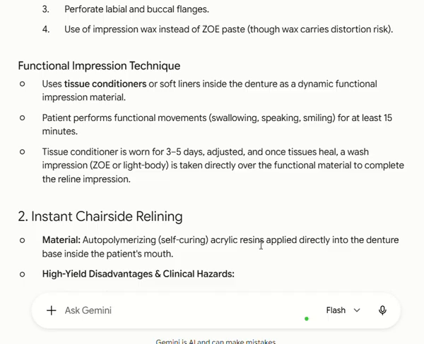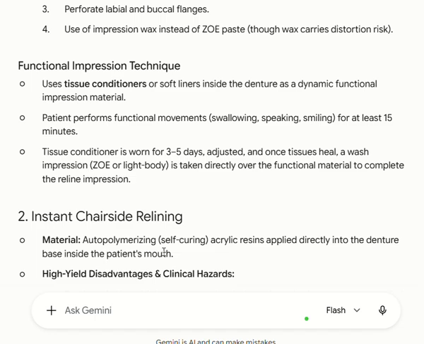Functional impression technique. Uses tissue conditioners or soft liners inside the denture as a dynamic functional impression material. Patient performs functional movements, swallowing, speaking, smiling, for at least 15 minutes. Tissue conditioner is worn for 3 to 5 days, adjusted, and once tissues heal, a wash impression, ZOE or light body, is taken directly over the functional material to complete the reline impression.